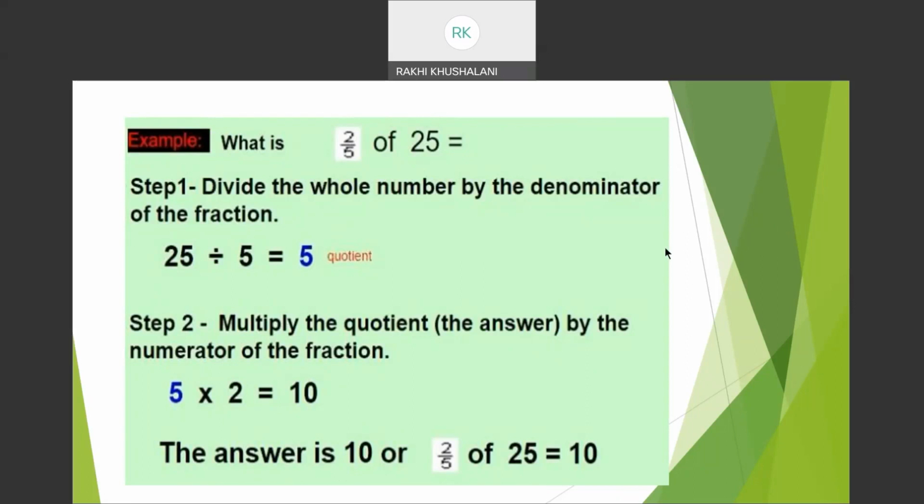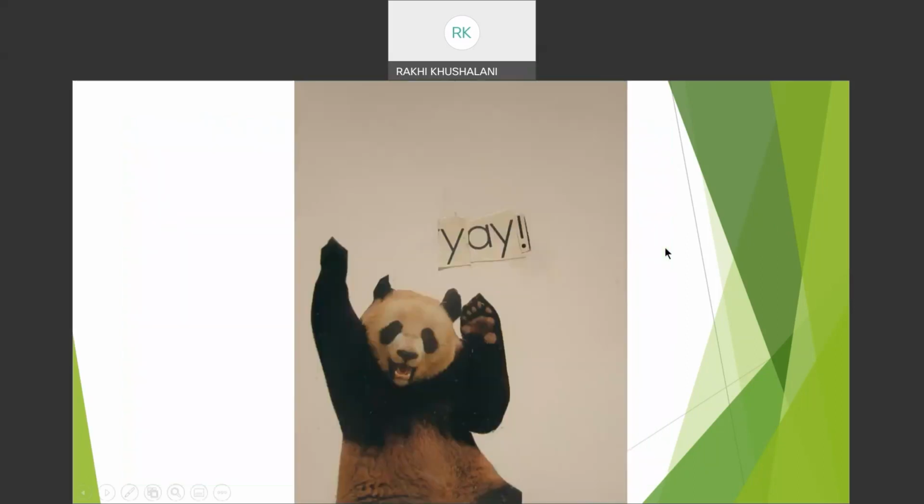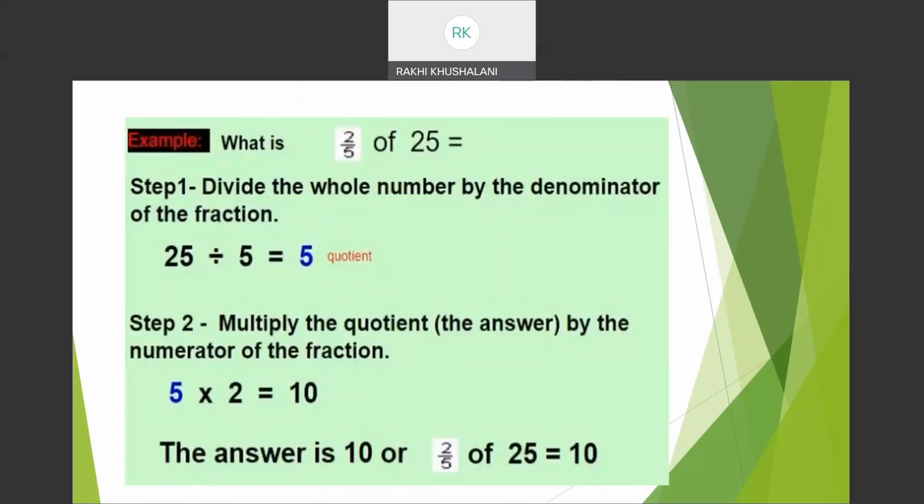I hope I am making your concept clear here. You have to note down these steps in your copy. I will be sending the PDF to you. And if any doubt, I'm there tomorrow.